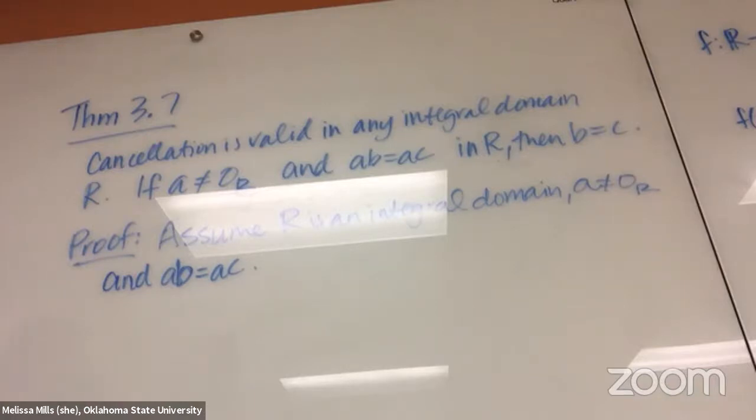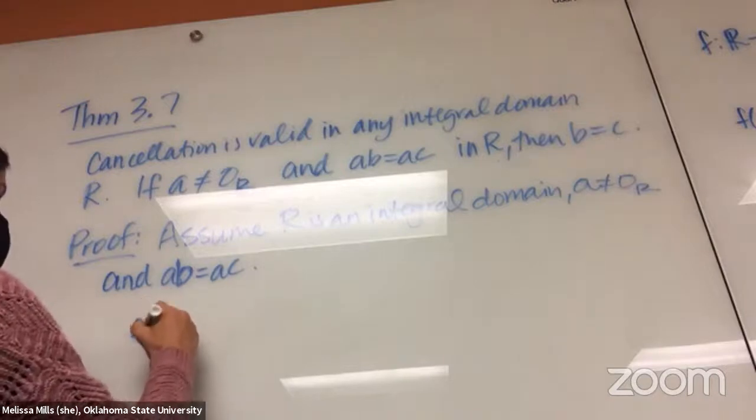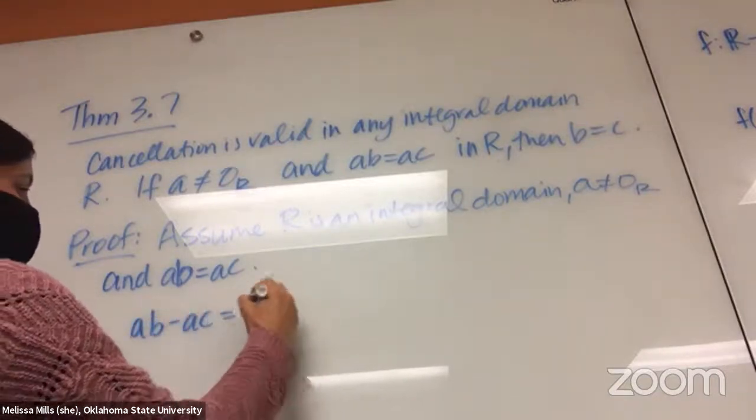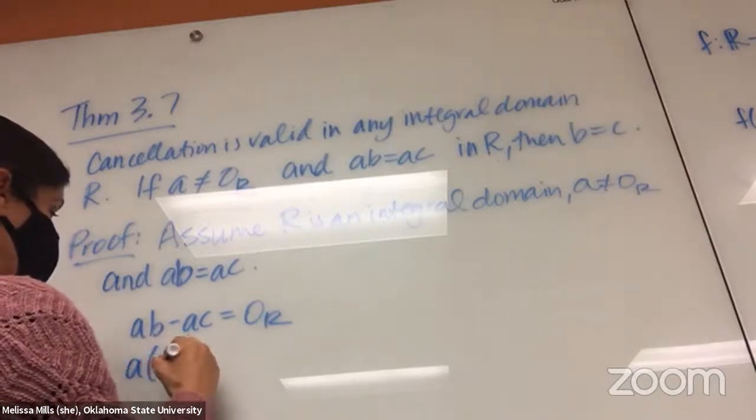I want to somehow use the fact that I have an integral domain, right? So I need two things multiplied together equal to 0. So how can I take this and manipulate it? Move the AC over, right? So I have AB minus AC equals 0R. Then use the distributive law backwards to take out the A. So I have A times (B minus C).